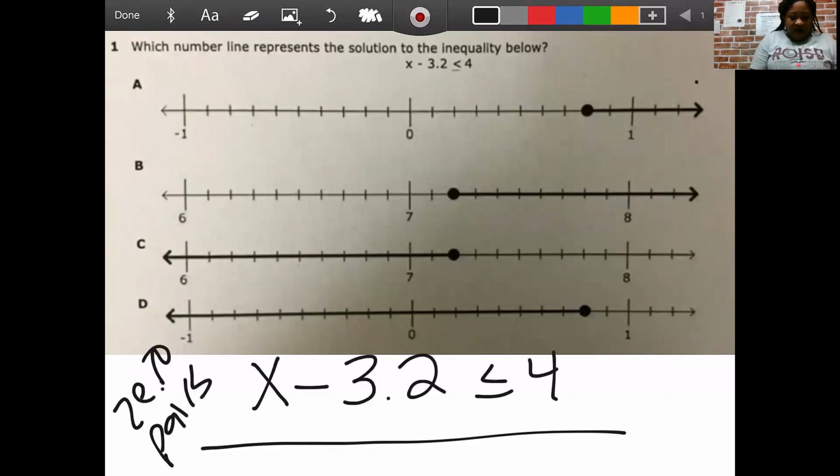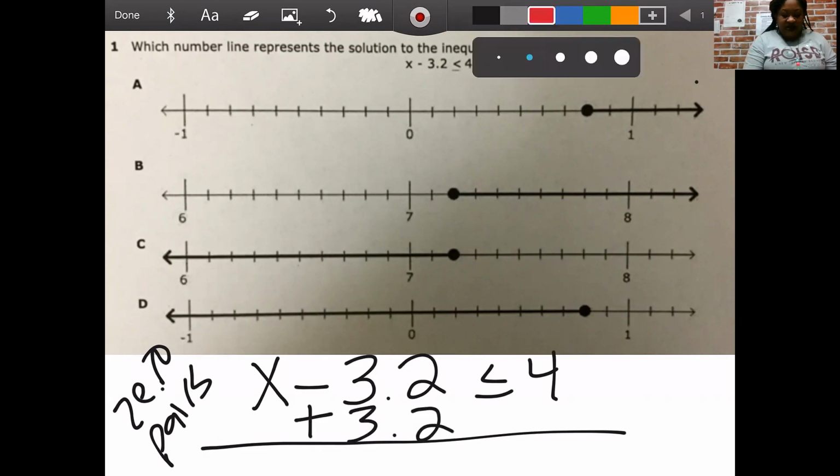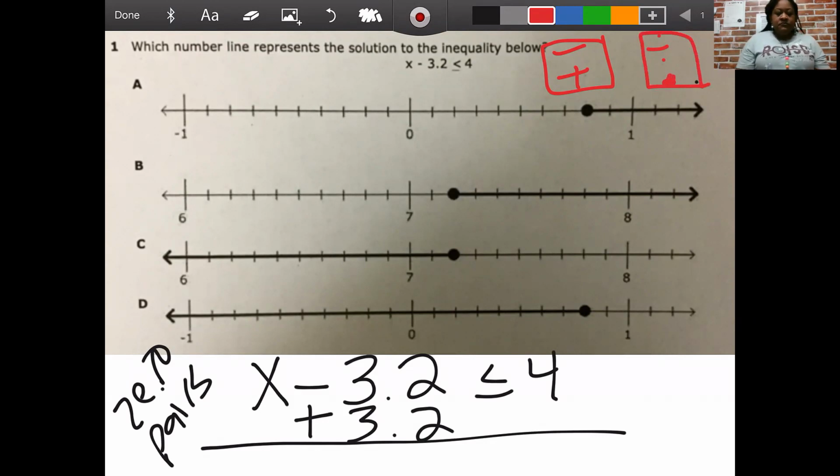If you have negative 3.2, or subtract, minus 3.2, do the opposite, okay? These are some opposites. If you see subtraction, addition goes with it. If you see division, multiplication. So if you see subtraction, your only option is to add. If you see division, your only option is to multiply. Those signs go together. Since we had subtraction, the only option was to use addition.